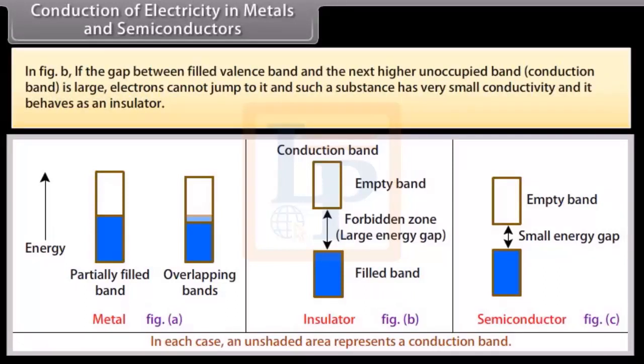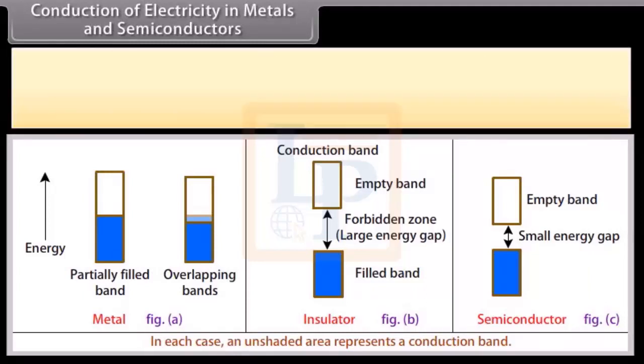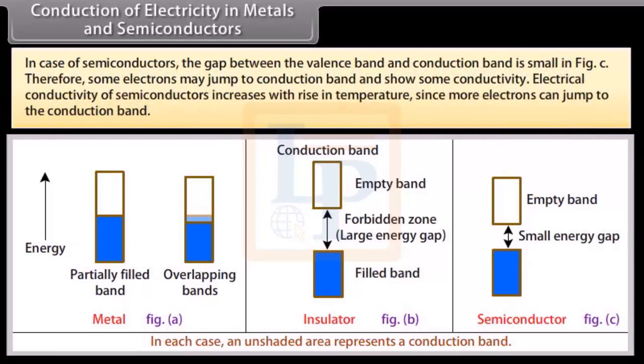In figure B, if the gap between the filled valence band and the next higher unoccupied band, the conduction band, is large, electrons cannot jump to it and such a substance has very small conductivity and behaves as an insulator. In case of semiconductors, the gap between the valence band and conduction band is small, as in figure C, therefore some electrons may jump to the conduction band and show some conductivity. Electrical conductivity of semiconductors increases with rise in temperature since more electrons can jump to the conduction band.